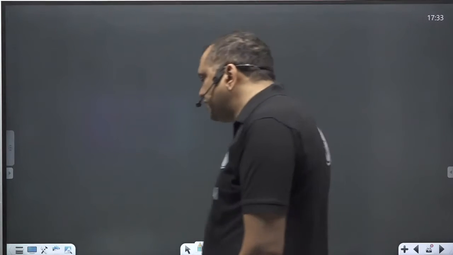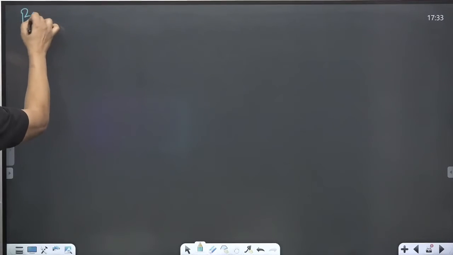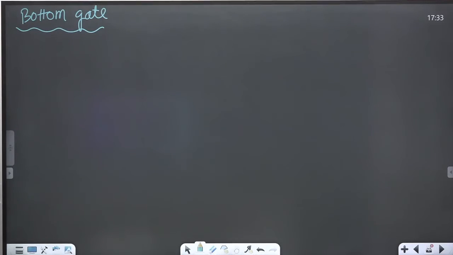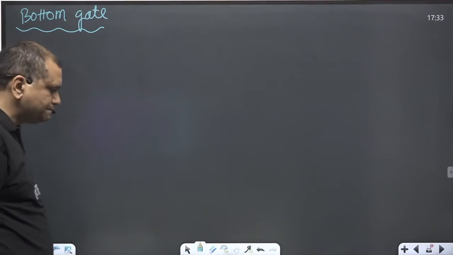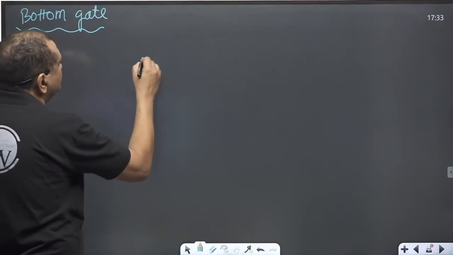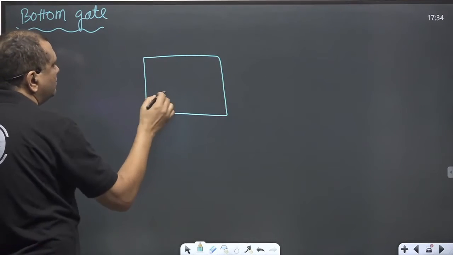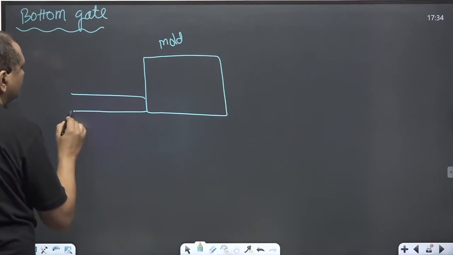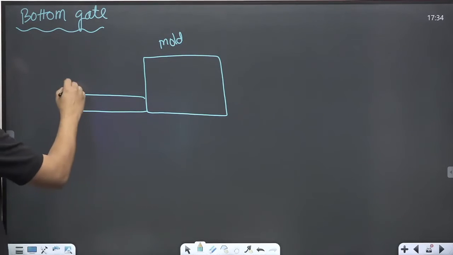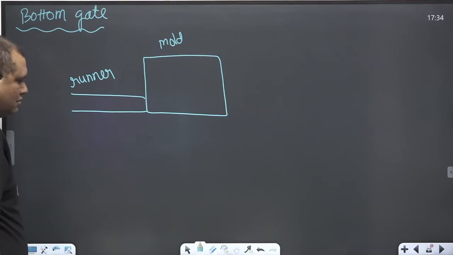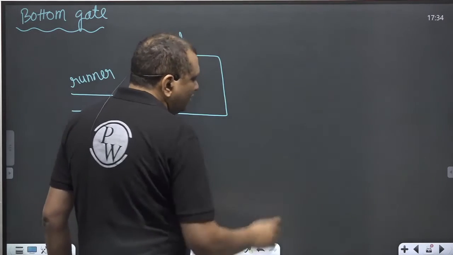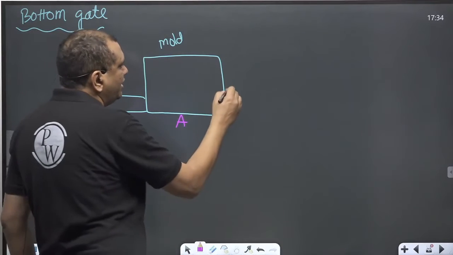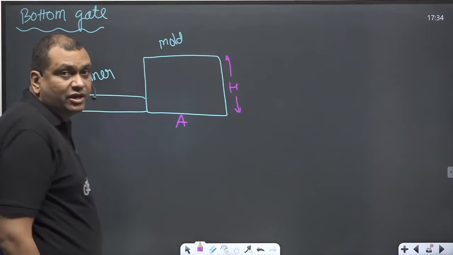Now, how much will be the solidification time for the bottom gating system? For the bottom gating system, this is your mold, and this is the runner. I'm calculating now how much time is consumed in filling the same mold cavity, A and H, using the bottom gate.